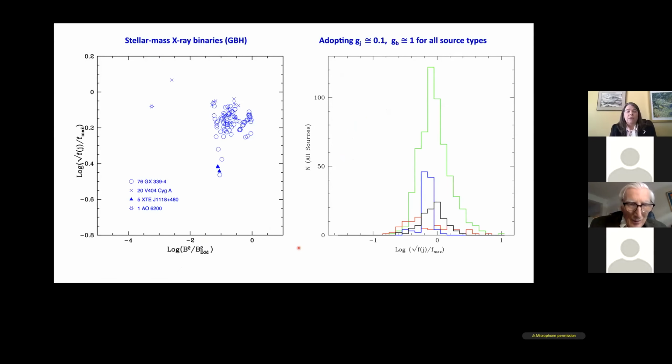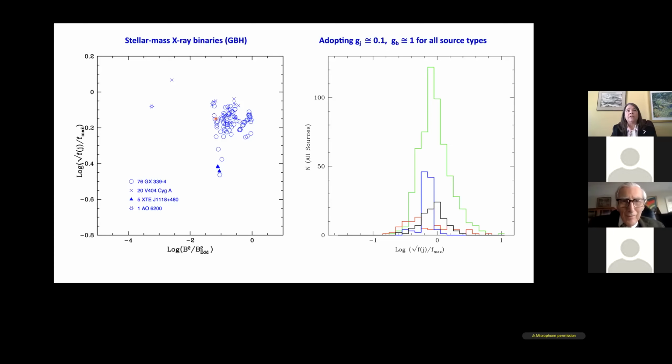Now, for those of you interested in stellar mass X-ray binaries, this is showing the spin function, capital F, or the square root of F of J over F max, versus the Eddington field strength. The field strength in Eddington units, which we'll learn soon, is also the dimensionless mass accretion rate. And you can see, for example, 76 simultaneous radio and X-ray measurements of GX339-4 are shown here as circles.